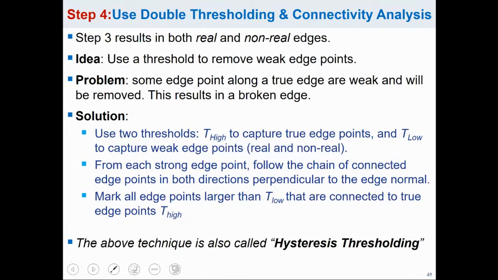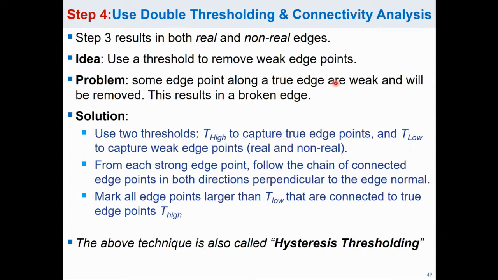And then we use double thresholding and connectivity analysis. So we use a threshold to remove the weak edges. We will actually have two thresholds, T high and T low, okay? And we will have an image that's thresholded by T high, and then we will start from T high and start following a chain of connected edge pixels until we reach another T high. And that's done by going through the T low points.